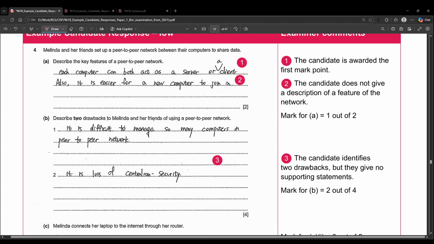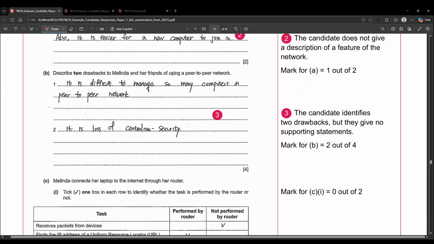Now this is somebody who got a low grade, so you can clearly see in the description question they have not written much, but they have definitely identified the points. So it is difficult to manage many computers in the P2P network. Okay, this is fine. It is loss of centralism, security. Okay, this is also fine. But since there are no descriptions, they only get 2 out of 4.